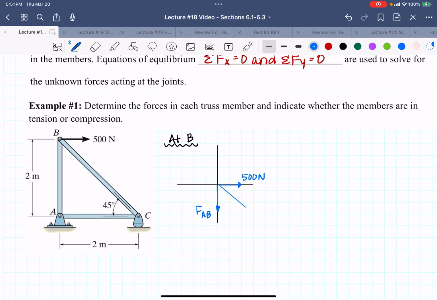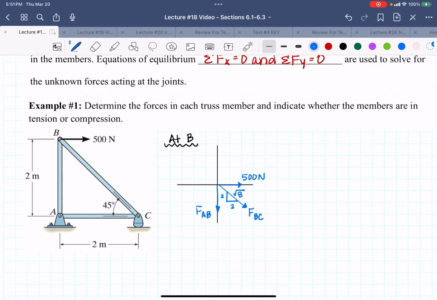So I'm going to call that FBC. And by looking at the triangle, we can tell that it's got a side of 2 and this side is 2. So this side is going to be the square root of 2 squared plus 2 squared, which is the square root of 8. So I'm going to write the square root of 8. So we can use that for our similar triangles.